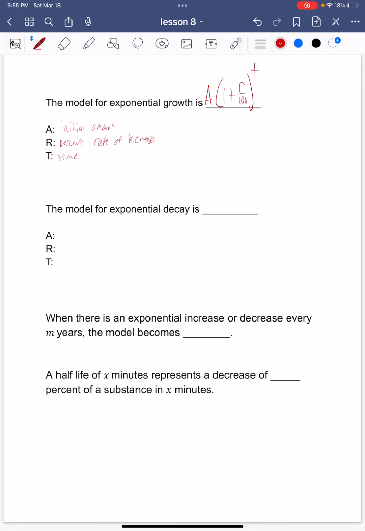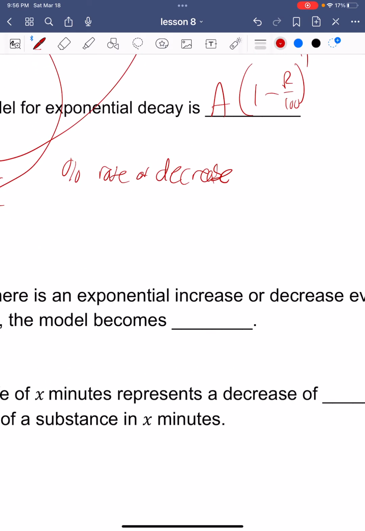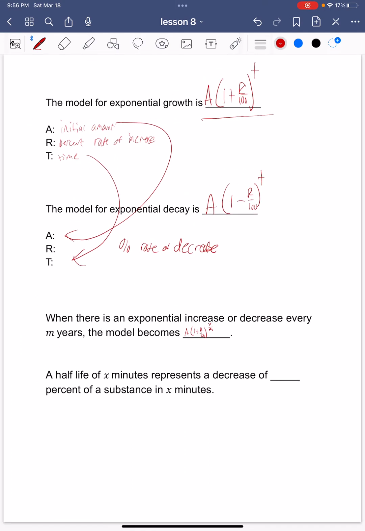The model for exponential decay is A times 1 minus R over 100 to the T, where A is the initial amount, T is still the time, and R is the percent rate of decrease. When there is an exponential increase or decrease every m years, let's take exponential increase, for example, the model will become A times 1 plus R over 100 to the X over m. A half-life of X minutes represents a decrease of 50% of a substance in X minutes.